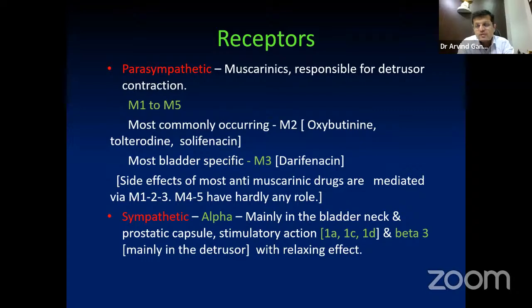Nowadays, the brand names are coming, but the generic name is darifenacin, that is M3. So you can now correlate what we saw in the previous slide, wherein we say that S is for storage and P is for peeing, and you can see why we are using these drugs. Similarly, the alpha blockers, the second group of drugs which urologists commonly use, act on alpha receptors mainly at the bladder neck and the prostatic capsule, and their action is stimulatory. So whenever we give alpha blockers, they have a relaxing effect, and then naturally the patient passes urine in a better way.